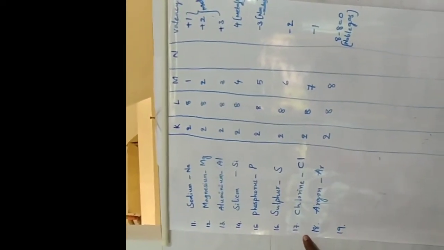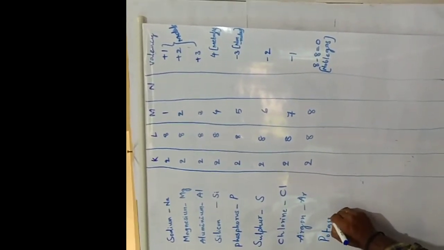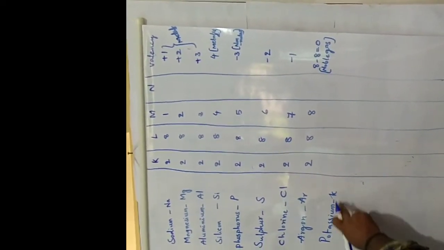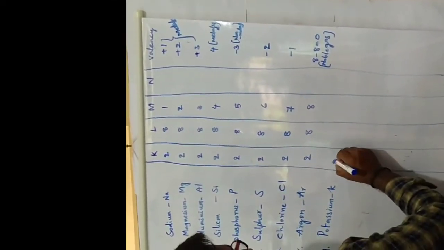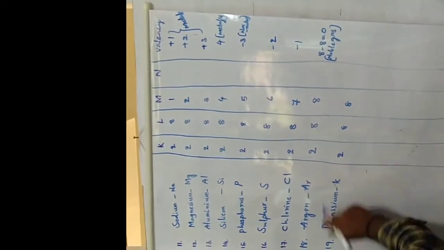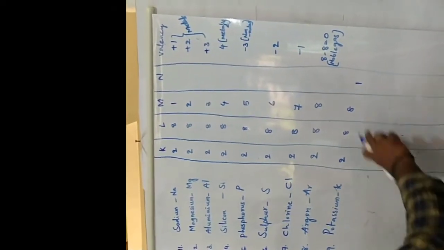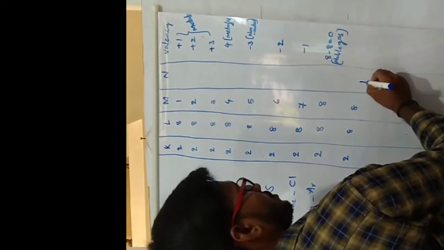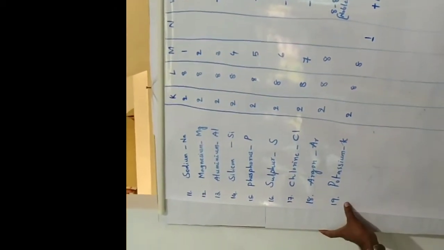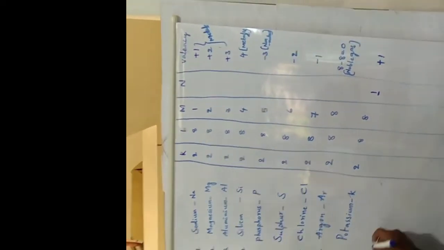Next one, atomic number 19, potassium. Symbol is K. The Latin name of potassium is Kalium. Electronic configuration 2, 8, 8. That means 10 plus 8, 18. So one electron enters the next shell, N shell. So the outermost shell has only one electron, and the valency will be plus 1. So it belongs to first A group element. Sodium, potassium, rubidium, cesium are first A group elements.